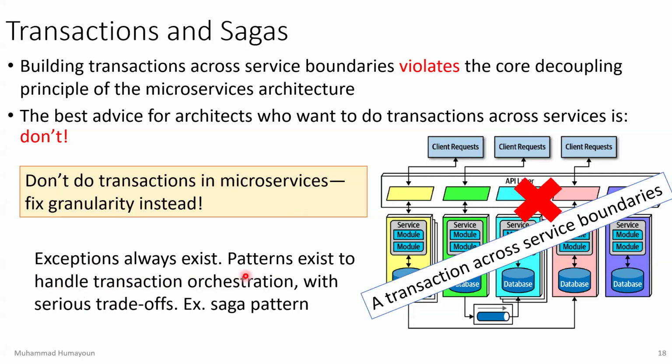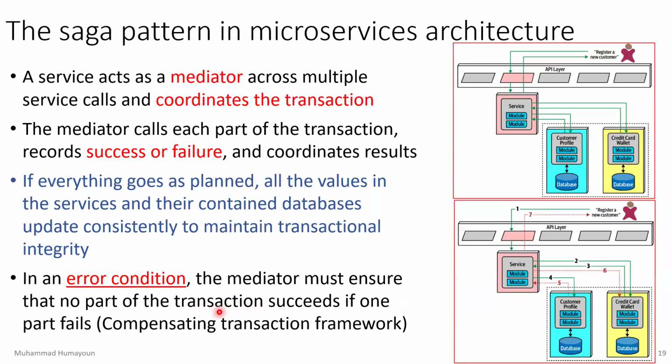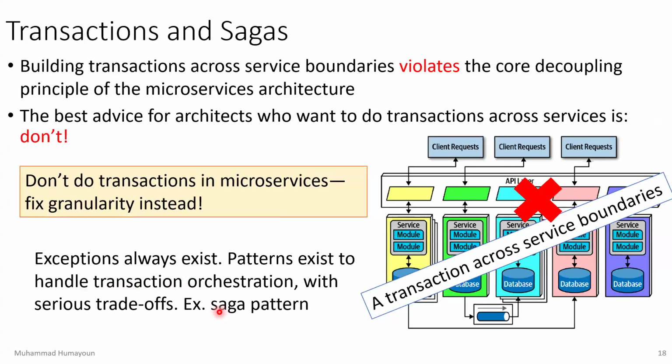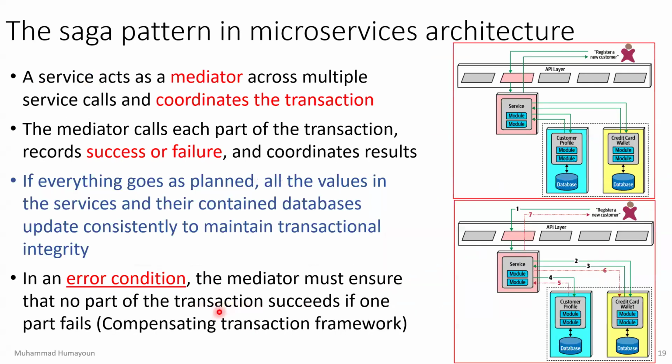Exceptions always exist, and patterns exist that can handle this kind of cross transactions also. In such a situation, if you really want to do something like that, then you can depend on something called the saga pattern. Okay, so let's look at how the saga pattern looks like. It is for the microservices architectural style, as you can see.